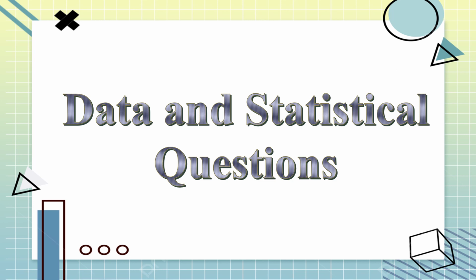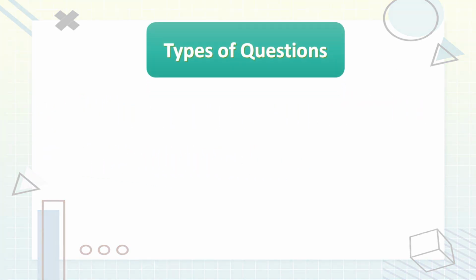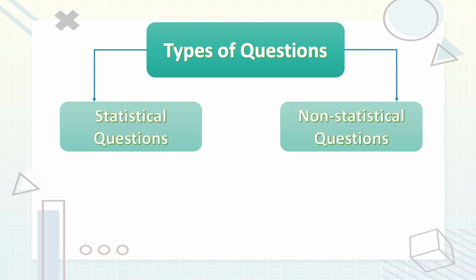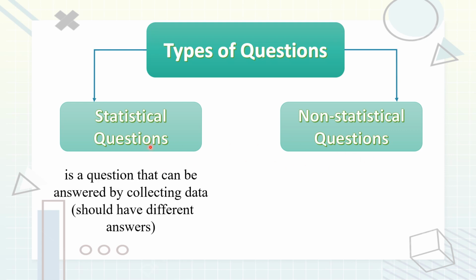Our lesson today is about data and statistical questions. We have two types of questions. The first type is statistical questions, and the second one is non-statistical questions. A statistical question is a question that can be answered by collecting data and should have different answers, while a non-statistical question has an exact answer.